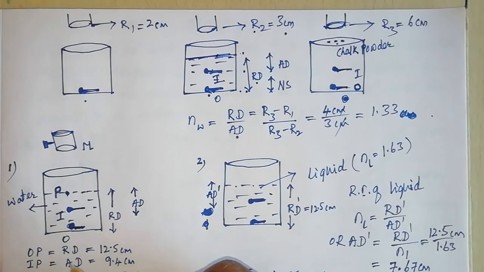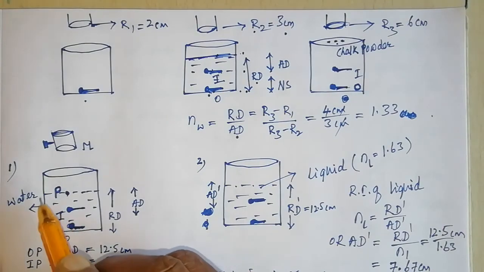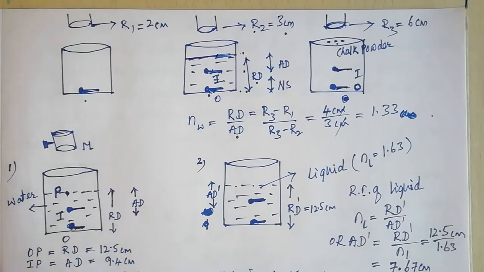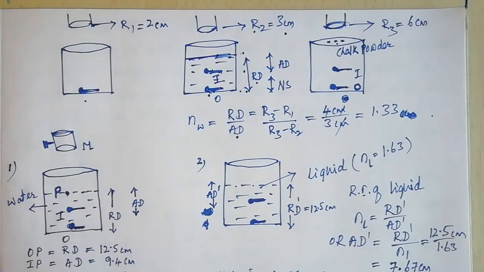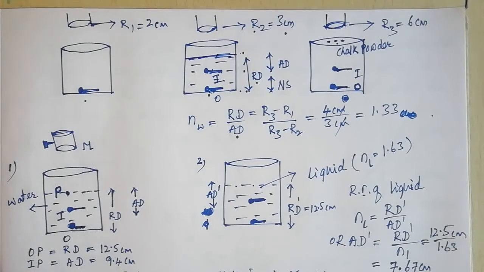So, coming to the solution of the given problem. In the first case, the vessel is filled with water. In the same way, the three readings R1, R2, R3 are taken. The real depth, as given in the problem, is 12.5 centimeter. Apparent depth is also given, that is 9.4 centimeter. So they have asked us to calculate the refractive index of water. Refractive index of water is real depth by apparent depth. Taking the ratio, we get the refractive index of water as 1.33.